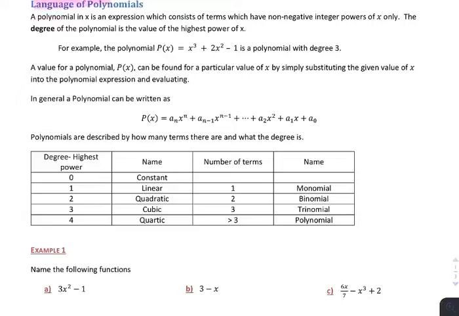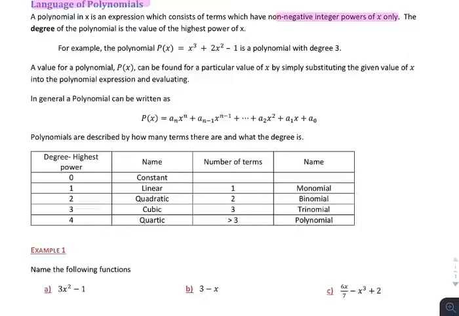All right, this looks at the language of polynomials. So a polynomial is an expression which consists of terms that have non-negative integer powers. So we're talking about stuff like a linear equation or a quadratic, so x to the power of 2, a cubic, x to the power of 3. So a lot of the equations that we've already dealt with previously is what we're looking at here. So non-negative integer, so whole number, powers of x only.